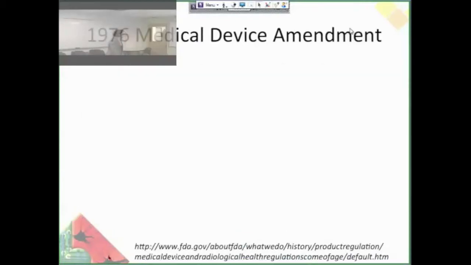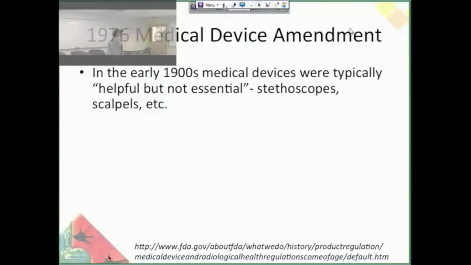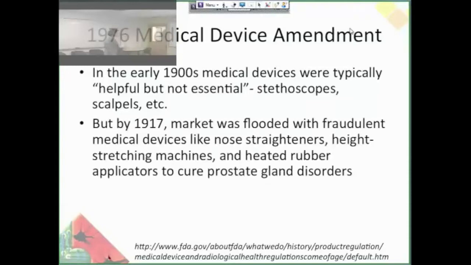So the Medical Device Amendment of 1976 is extremely important. In the early 1900s, medical devices were not as sophisticated as they are now. So medical devices that are still considered medical devices by the FDA were things like stethoscopes, scalpels, and face masks. These are definitely still considered medical devices by the FDA, but there's very little risk involved with them. But then, later in the 1900s, by 1917, the FDA notes this on their website, where I have the history link down at the bottom there.